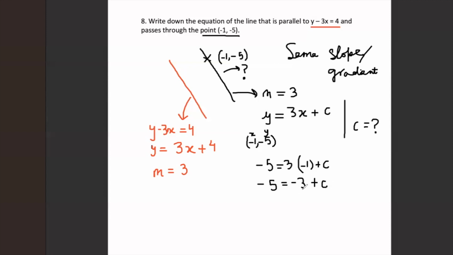So now we remove this minus 3 from the right-hand side. So it becomes a plus 3 there. So minus 5 plus 3 on this side equals c. So c is minus 2. So the equation of the line that is parallel to y minus 3x equals 4 should be y equals 3x minus 2. That's my answer.